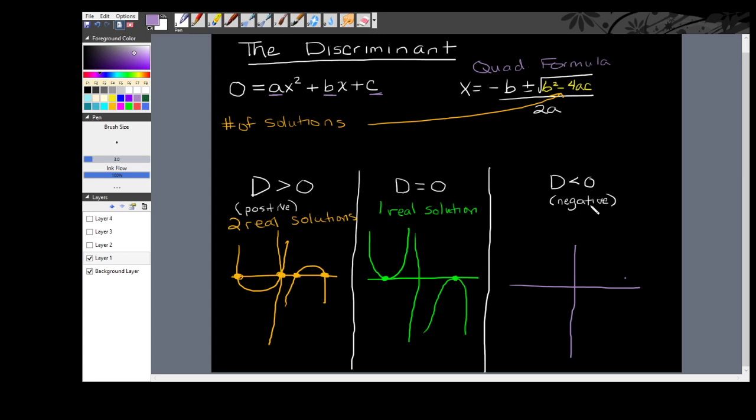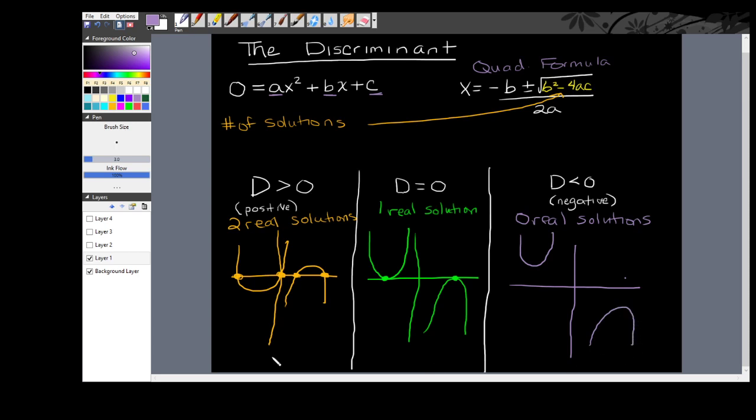Now our third case is if we get a negative value underneath that radical. So if our discriminant is less than 0, you're going to have 0 real solutions. So that means our parabola might loop up like this, and it never touches the axis, or it could come down like this.